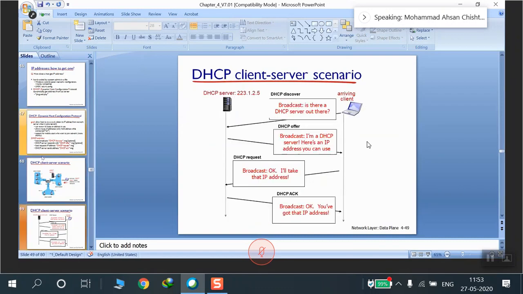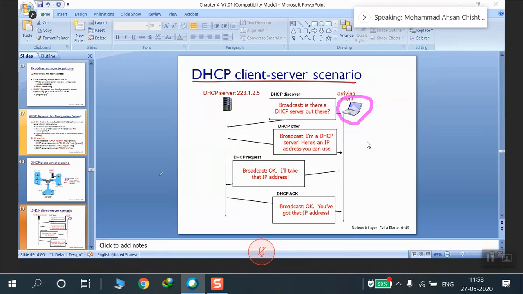This is the arriving client. The arriving client sent a message saying, is there any DHCP server out there? Everybody received this broadcast packet. The DHCP server within the network also received it, and it knew that it is for me. It replied back, I am the DHCP server, here is an IP address that you can use. Back to the client. The client says, okay, I'll take that IP address. DHCP acknowledged back and says, okay, you have got that IP address.